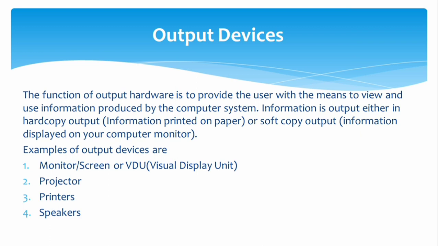The gadgets you will use could be a monitor or a screen. It could also be a projector when you are displaying soft copies. You may also want to print hard copies, so you will now use the printer. It could also be music or sound, which falls under speakers.